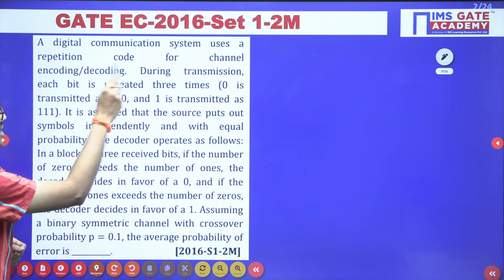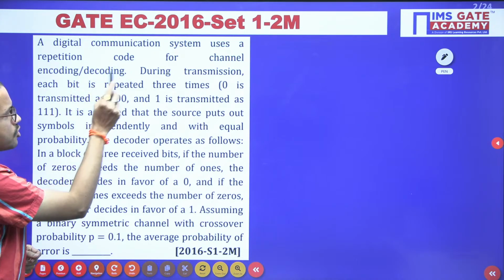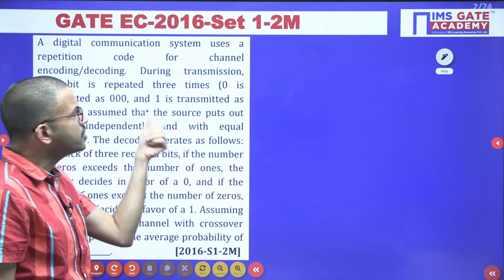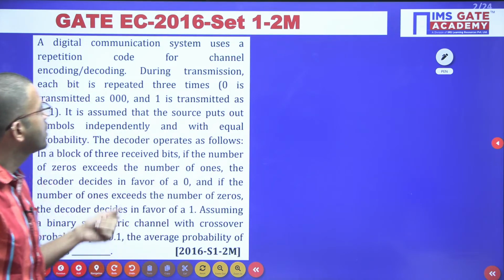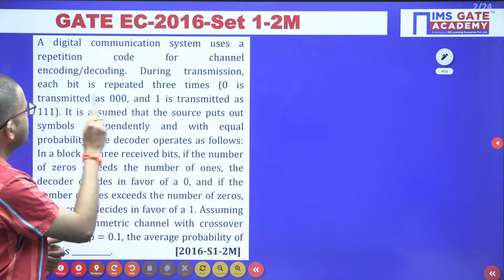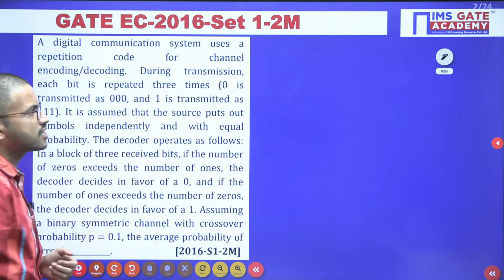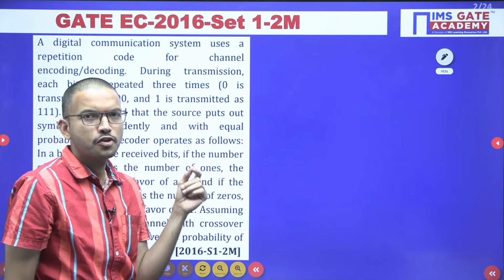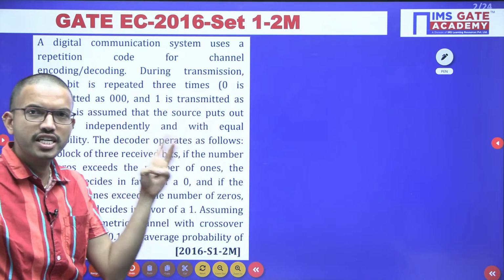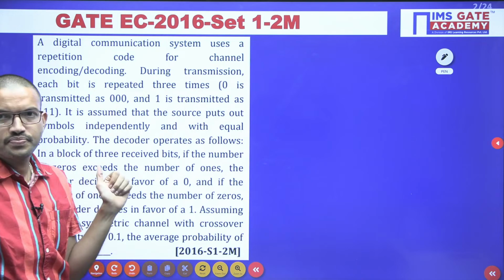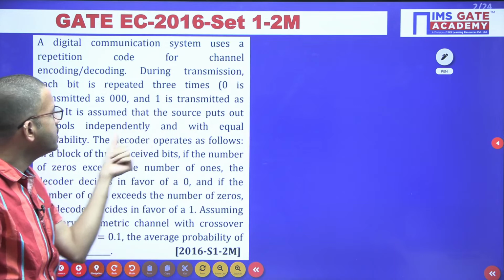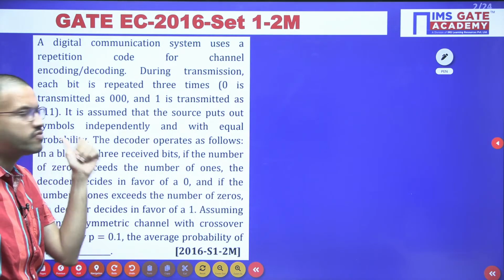A digital communication system uses a repetition code for channel encoding and decoding. For channel encoding time and decoding time, they are using the repetition code. During transmission, each bit is repeated 3 times. Suppose whenever they want to transmit 0, instead of transmitting 0 one time, they are transmitting 0 three times. That means 000. Similarly, whenever they want to transmit bit value 1, they transmit 1 three times.